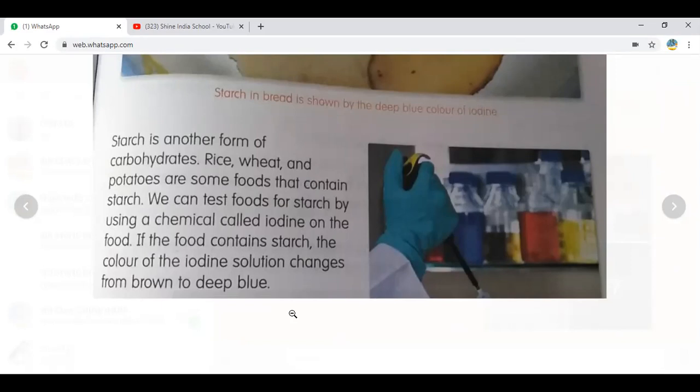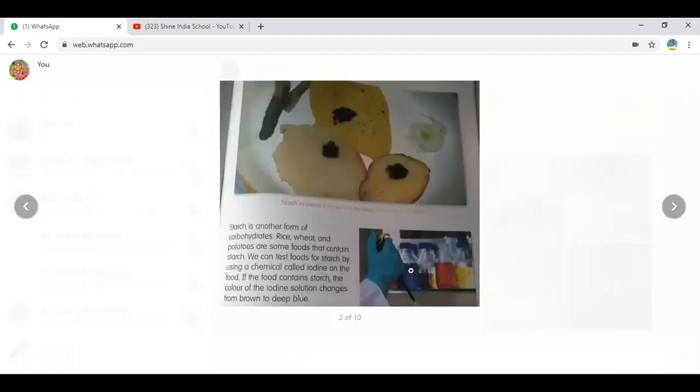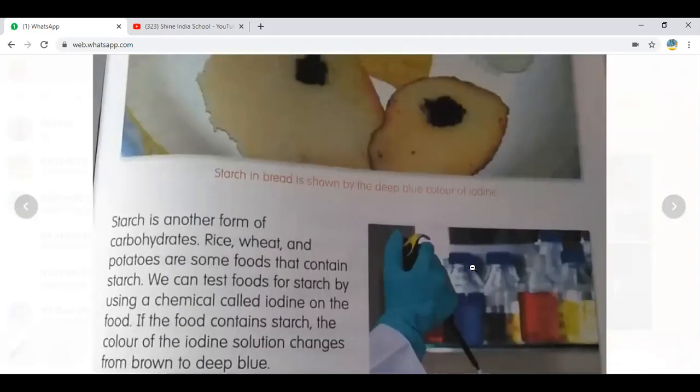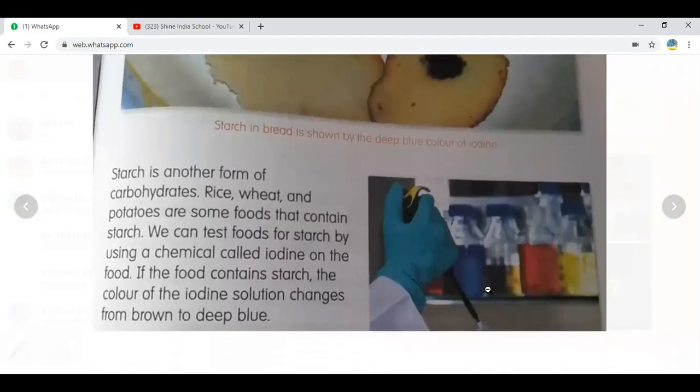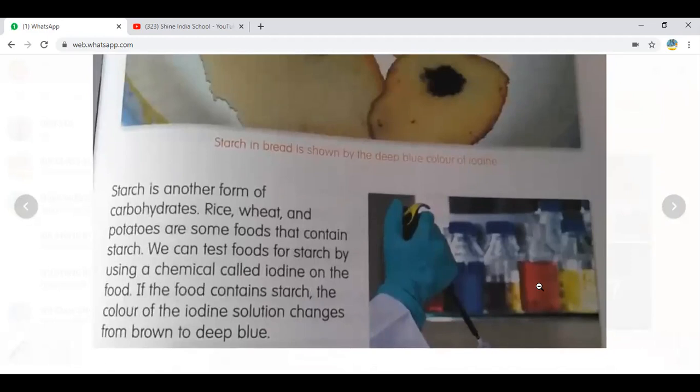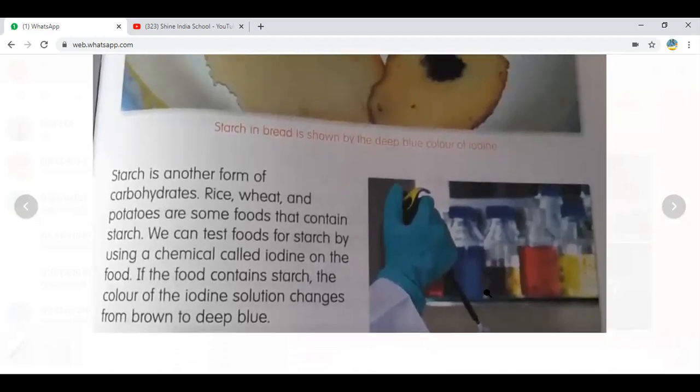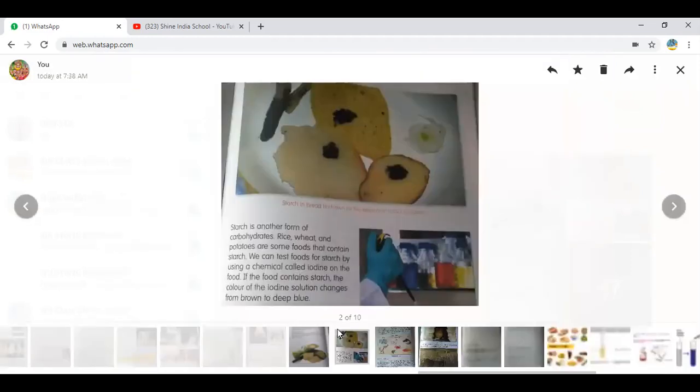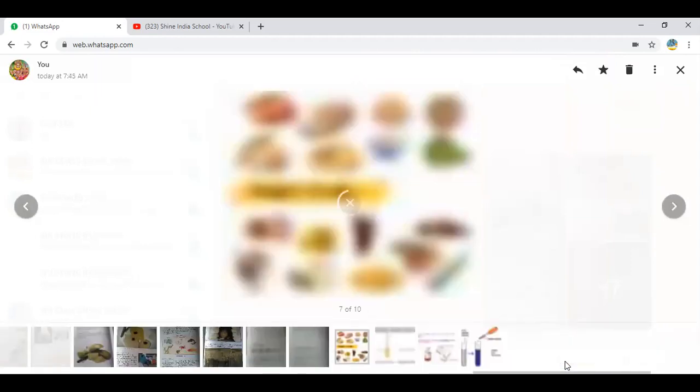I hope it is clear, children. You can observe in the picture also. Deep blue color is there. So yellow color means there is no starch. Deep black and blue means starch is present. Carbohydrates are present. Now I will show you some images.